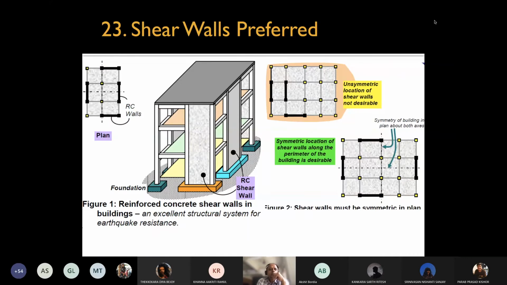Then even in the arrangement of the shear walls. Shear walls are always preferred, but in a certain arrangement, right? So in the arrangement of the shear walls, it is better to have even distribution across, considering both the x as well as the y direction. Not all the walls should be in one direction or on one side. So on the right, you have an unsymmetrical location of the shear walls, which is not desirable as compared to the symmetric location of the shear walls along the perimeter of the building.